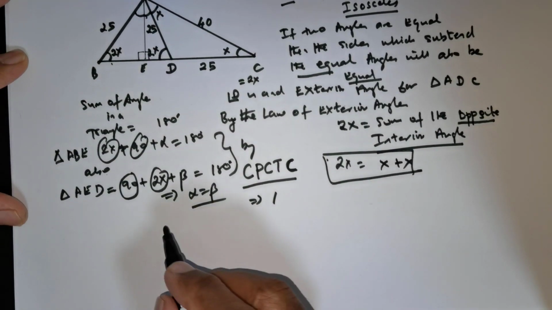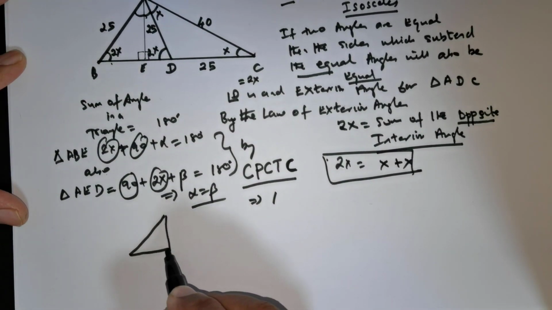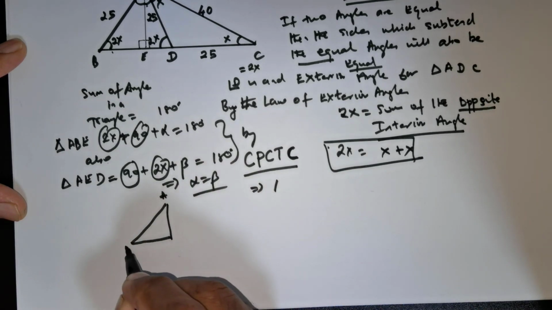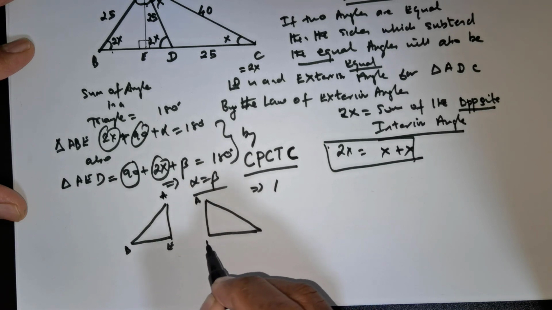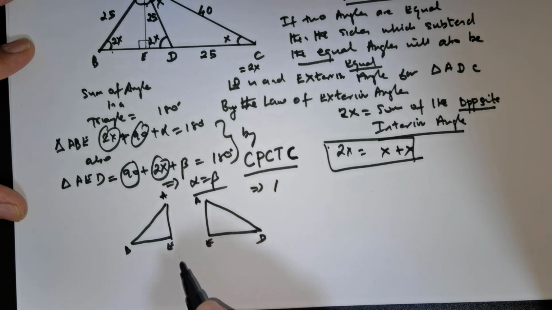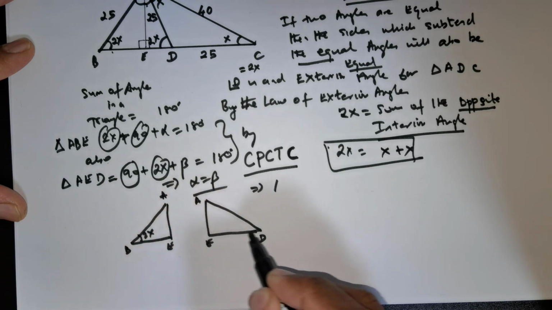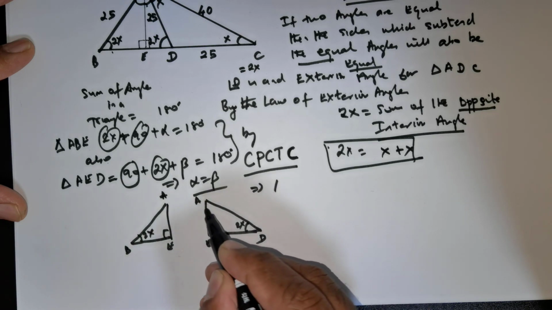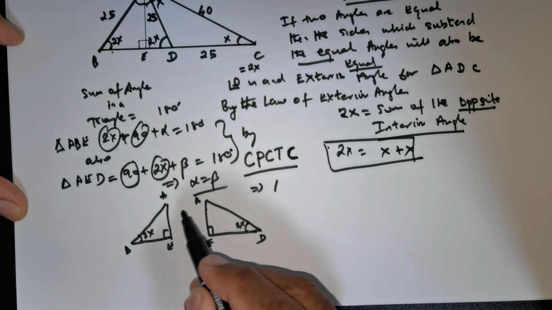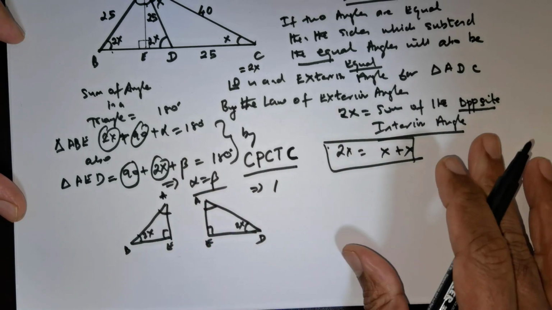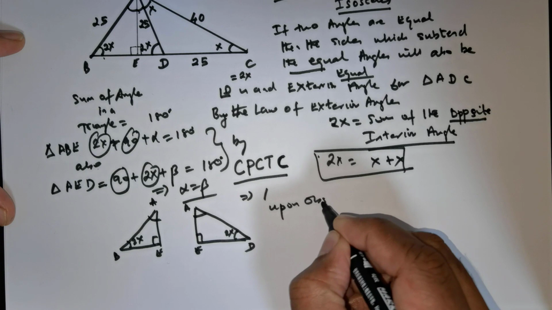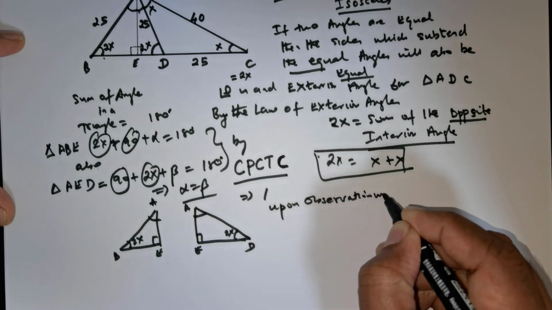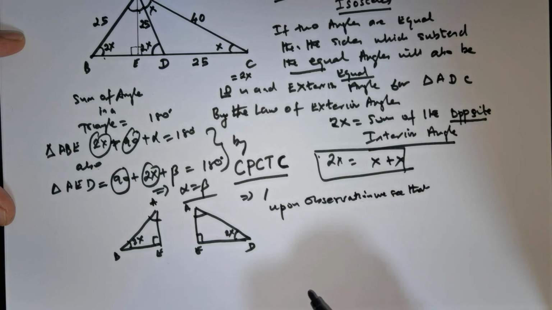Now let me examine the triangles. Let me draw the triangles for your understanding. I got A, B, E, then I got A, E, and D. This is 2x and this is 2x, this is 90, this is 90, and I've just shown you that alpha is equal to beta. So this is equal to this. Now upon observation, we see that. So what do we see?